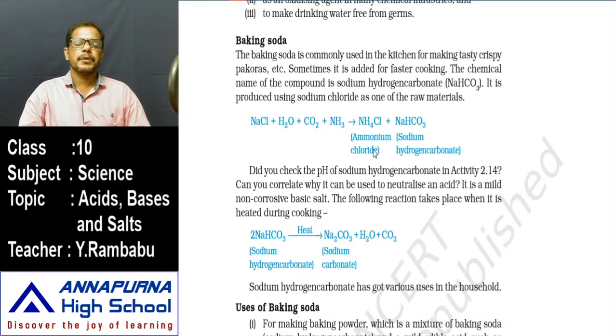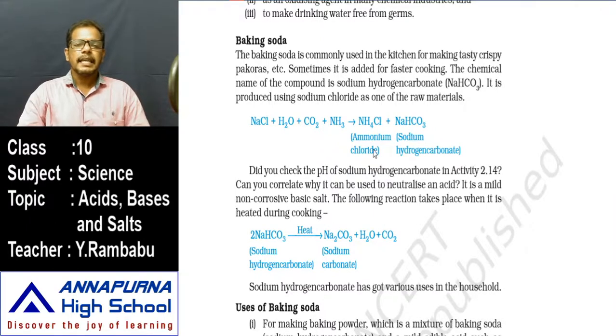How is this baking soda produced? Sodium chloride, what we call common salt, is taken and water is added. When carbon dioxide and ammonia gas are passed through this mixture of sodium chloride and water, they react with each other and ammonium chloride and sodium bicarbonate are produced. This ammonium chloride is used to prepare fertilizers. And observe this NaHCO3, sodium hydrogen carbonate, it is called baking soda.